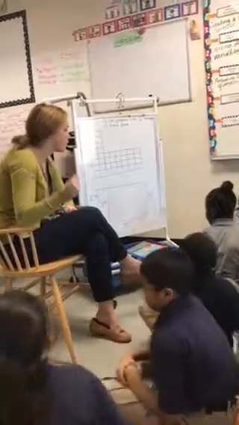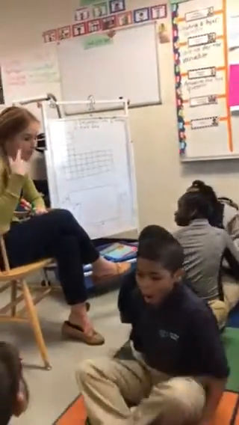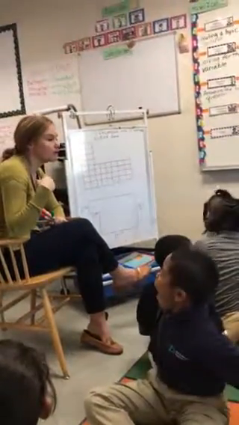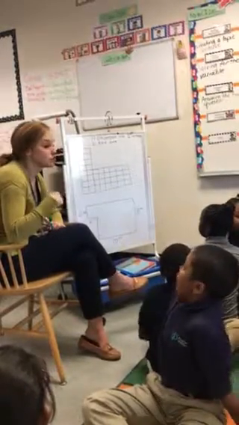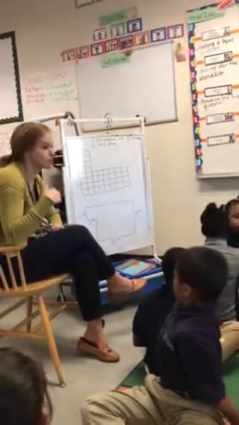3, 2, 1, done. Eyes back on me. Eyes just back on me while I ask the question. Where would you break this shape up to make it into two rectangles? Go.